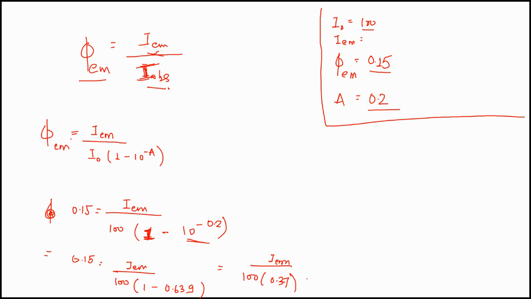And then 0.15 equals I emission upon 100 into 0.37. So I emission is equal to 0.15 into 37, right? And when you do this, what does your answer come? 0.55, sorry, 5.55. Okay, wait a second. 5.55, exactly. Got it?